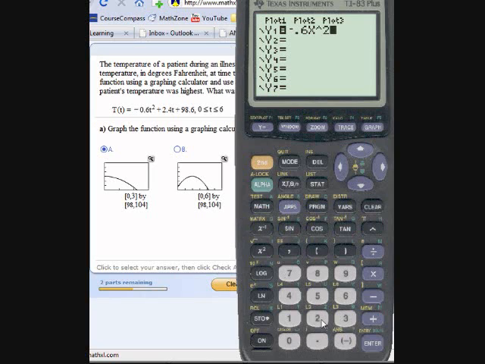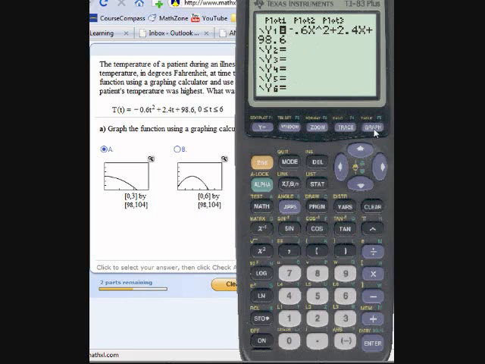So I've got a lot of the equation in. Now I need this plus 2.4t. So plus 2.4x plus 98.6. So what have we got here? We have the equation in, and now let's go look at it.